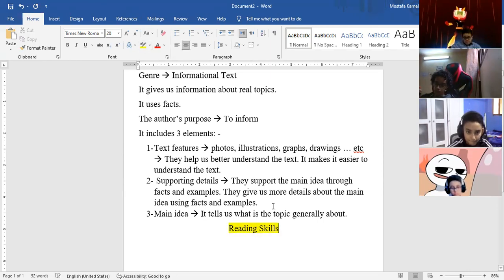Now we will go for something new, which is the reading skills. Okay, so we have multiple reading skills. They can be mentioned here, as you can see.